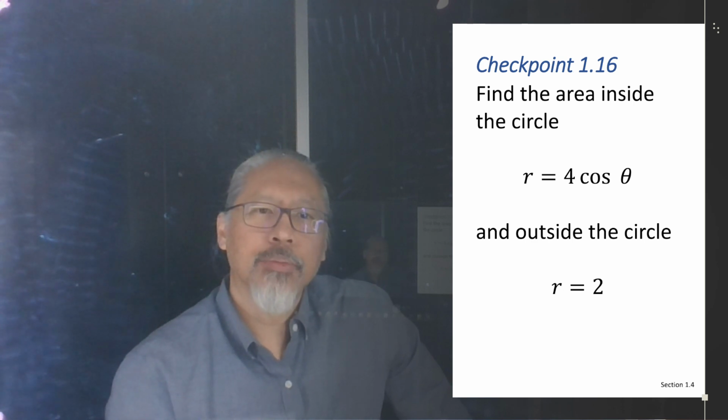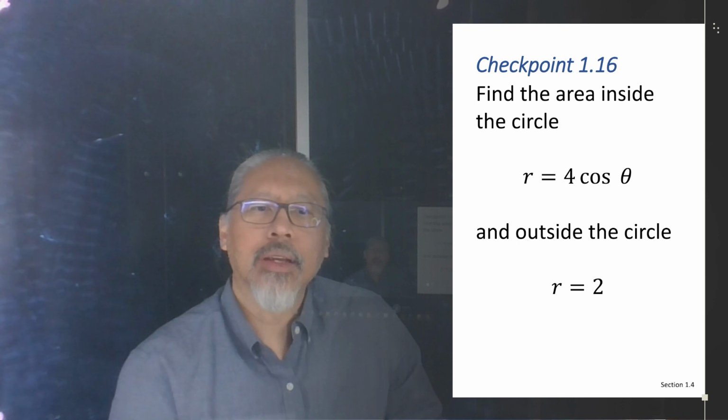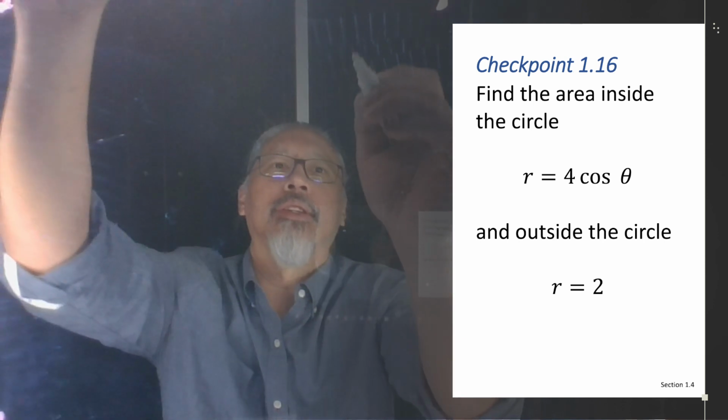Hi, this is checkpoint 1.16. They want us to find the area inside of the circle r equals 4 cosine theta, and outside of the circle r equals 2. Let's try to draw these circles here.